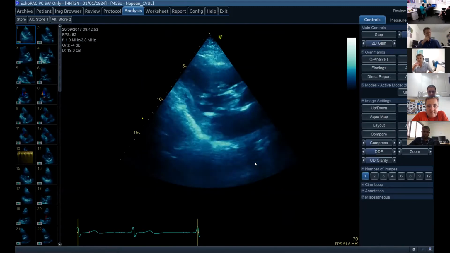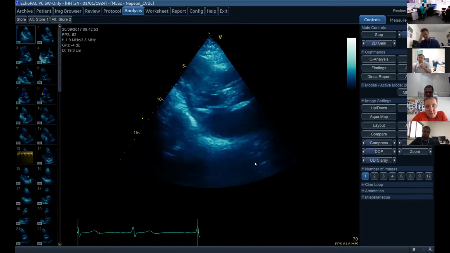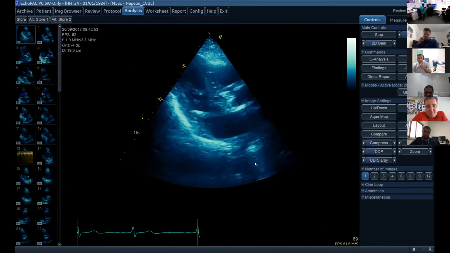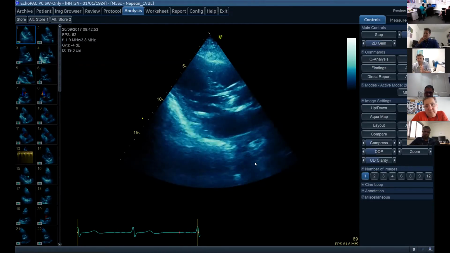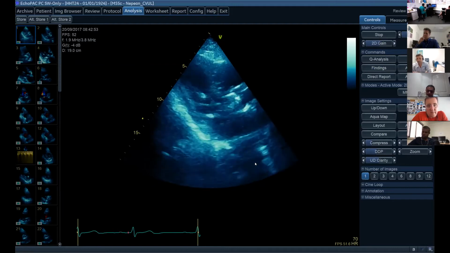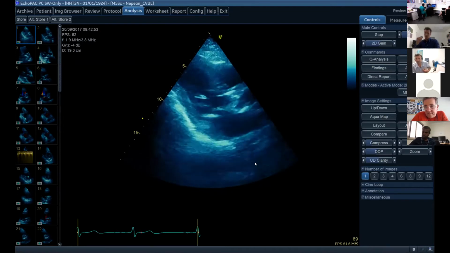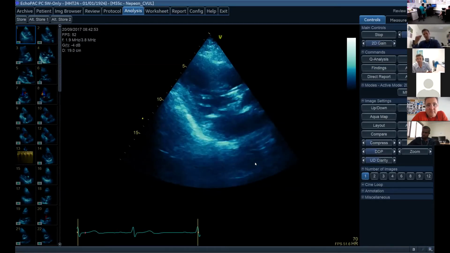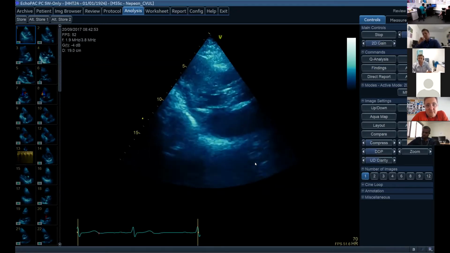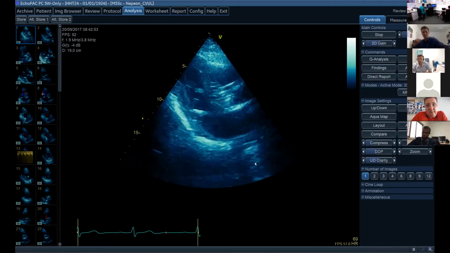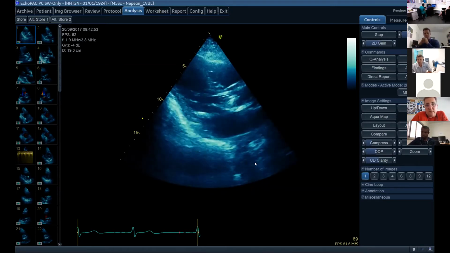So this is a parasternal long axis view, which is showing very thickened left ventricular wall, and the left ventricle wall seems to be almost like a kissing ventricle. Then there is very minimal movement of the aortic valve. The aortic valve looks very thickened, and some calcification as well.